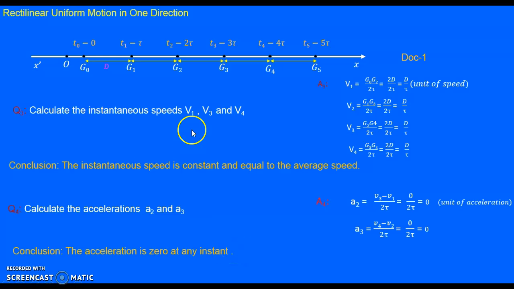So these are the four characteristics of a uniform rectilinear motion. Distances covered during equal intervals of time are equal. Average speeds during all intervals of time are equal. Instantaneous speeds are all equal to each other and are equal to the average speed. And the acceleration is 0 at any instant.